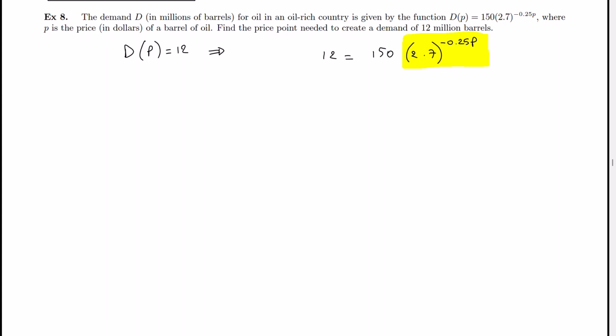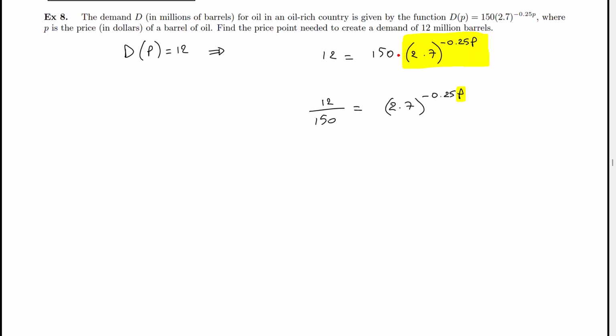So that means the 150 needs to go away. Right now the 150 is being multiplied, so I'll just divide both sides by 150. So 12 over 150 will be the 2.7 raised to the power of negative 0.25 P. So now, again, focus on where P is. P is in the exponent. I'd like it to be outside the exponent, away from the exponent.